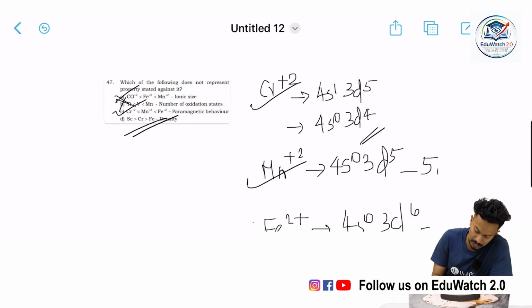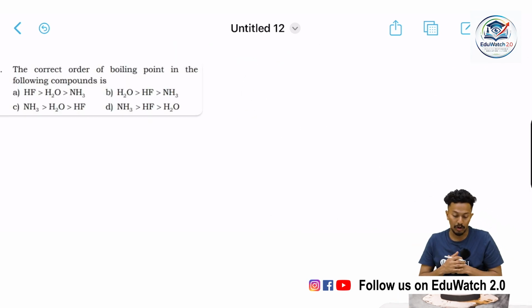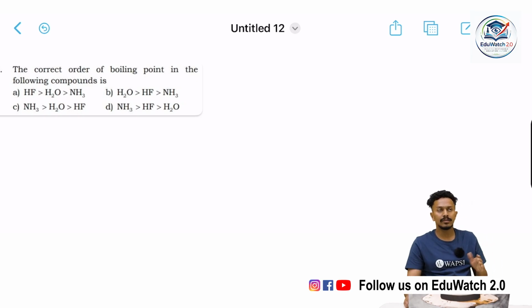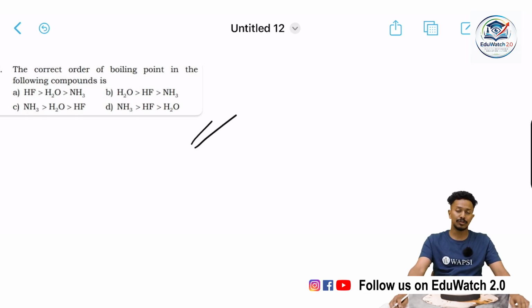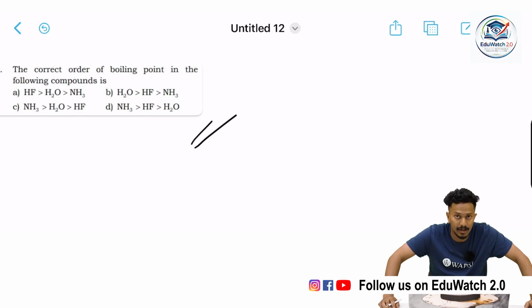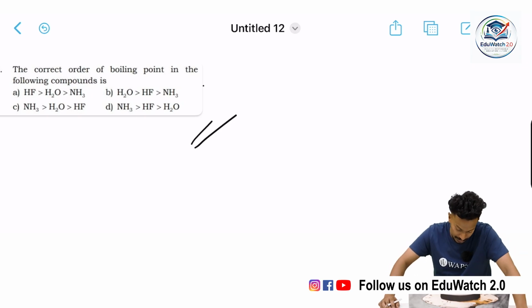Moving on to our next question. The correct order of the boiling point in the following compounds. How could we explain the boiling point in such compounds? A boiling point is a certain temperature at which we could break the bonds in the compound. H2O contains hydrogen bonding, so a much higher temperature is needed to break such bonds. So we could say that H2O has the highest boiling point.